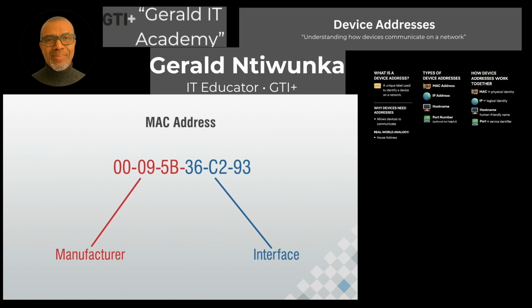By combining these 2 number sets, manufacturer and interface, each network interface is given a number combination. No 2 network interfaces will ever have the same MAC address. When data is put into a network packet, that packet header contains the sender's and the receiver's MAC address. This is how our network devices are able to communicate across the network.